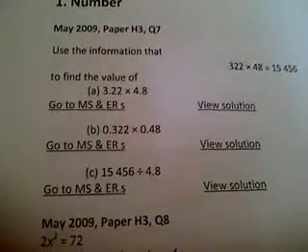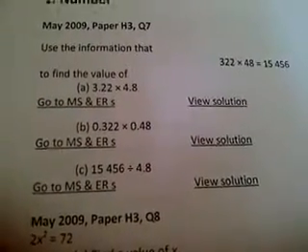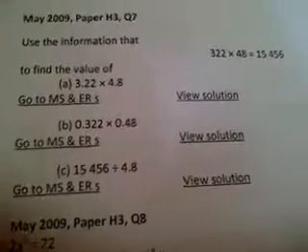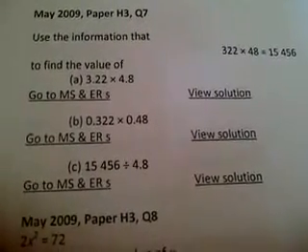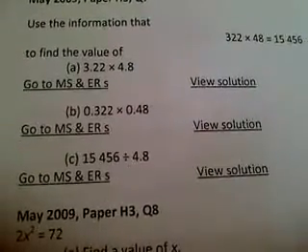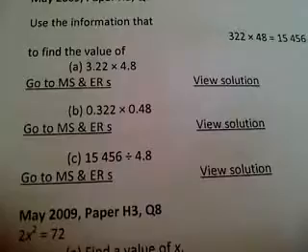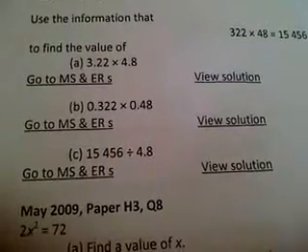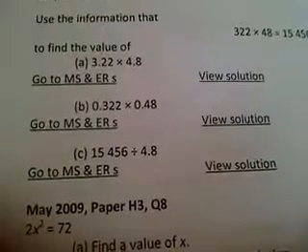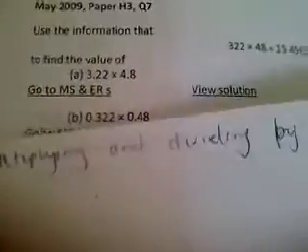Now this question says use the information that 322 times 48 equals 15,456 to find the value of A, 3.22 times 4.8, B, 0.322 times 0.48, and C, 15,456 divided by 4.8. Now this takes us to a topic I call multiplying and dividing by powers of 10.